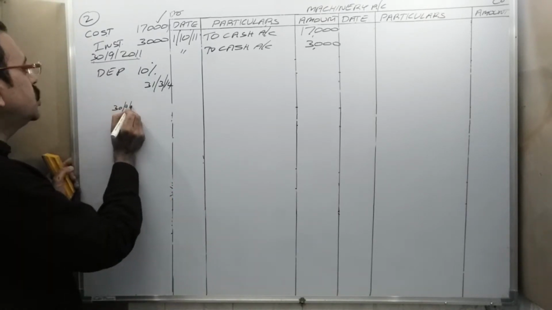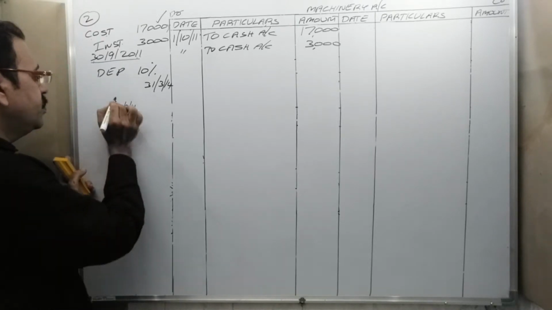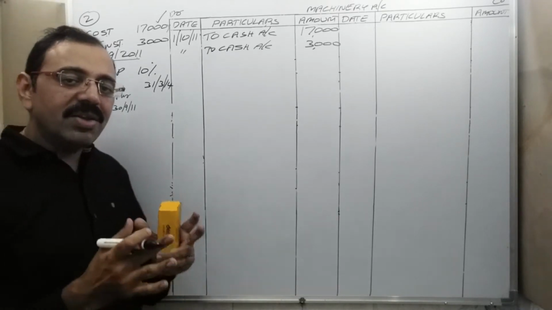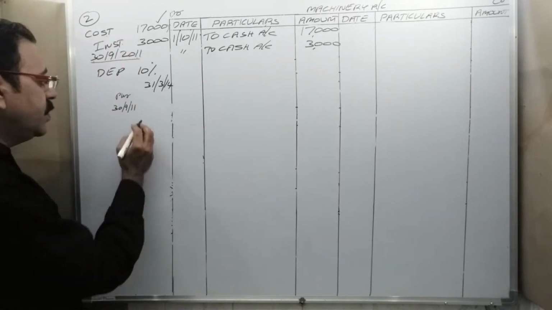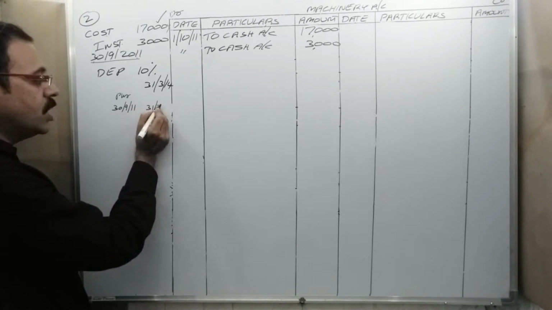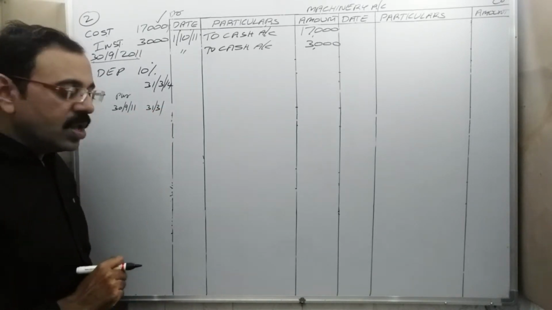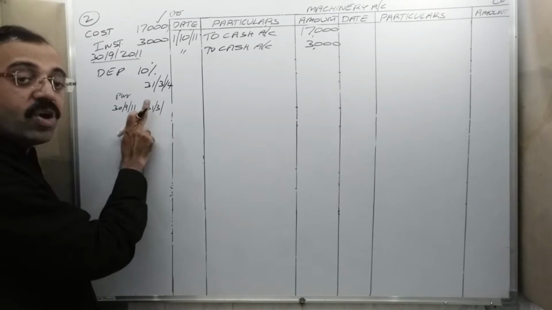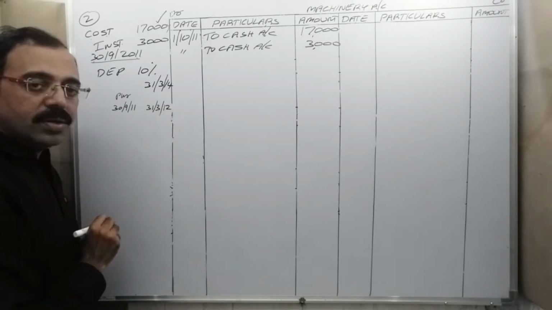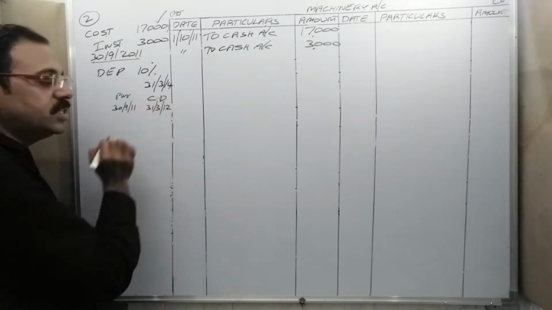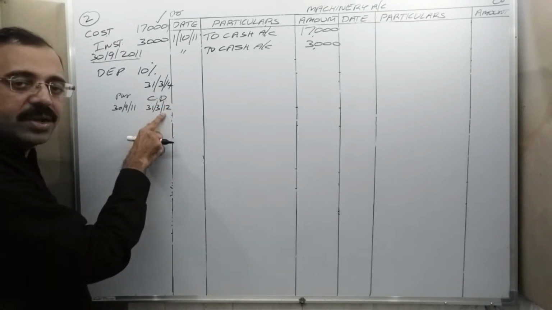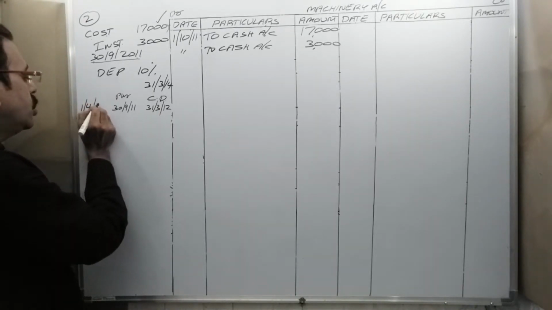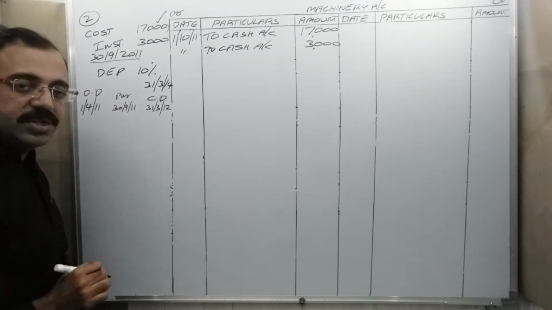when the asset is purchased on this date, this is your purchase date. When accounts are closed on 31st March every year, no? Then write down 31st March. Now think about the year. After this date, if March has to come, what will be the year? 2012. This is the closing date. If this is the closing date, what will be the opening date of the year? 1st April 2011 is the opening date.